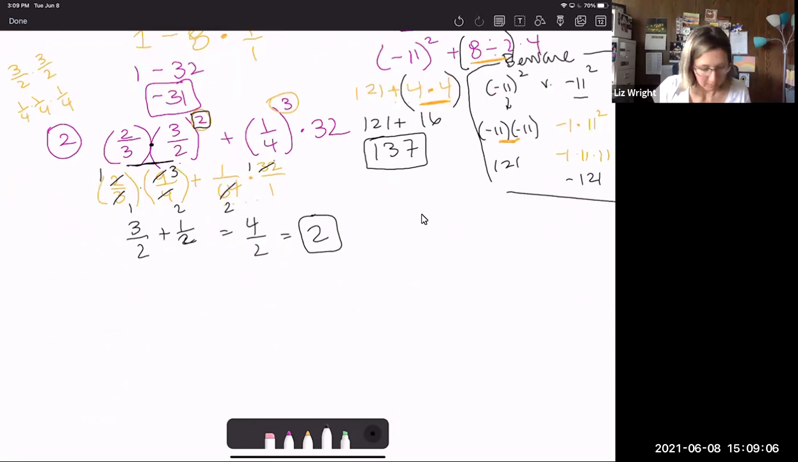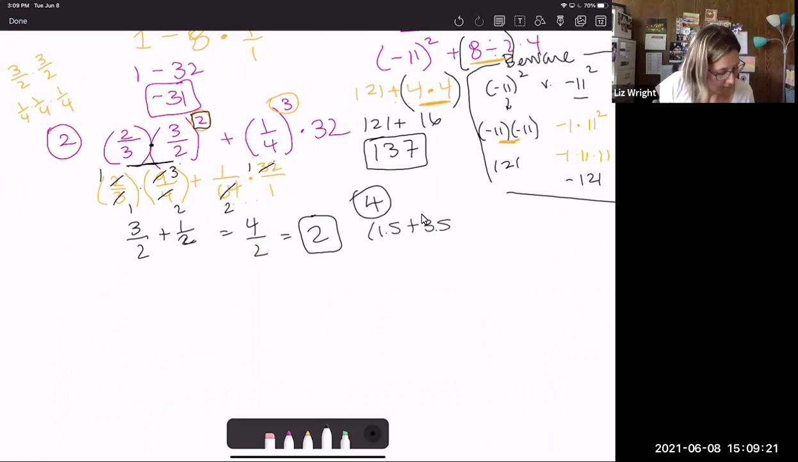Okay, let's try another one. So number 4, I've got 1.5, the quantity of 1.5 plus 3.5, end of parentheses, minus 2 times the quantity of 0.5 times 7, and then we're squaring it. All right, so go back, follow your PEMDAS that I've now covered up. Do we have parentheses? Yes, let's do that.